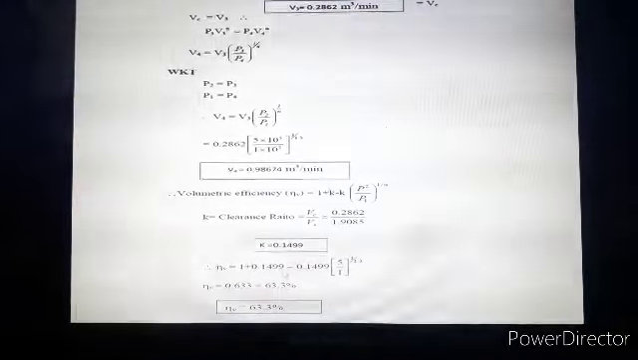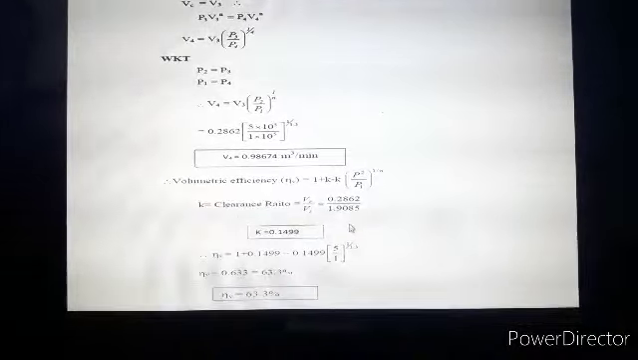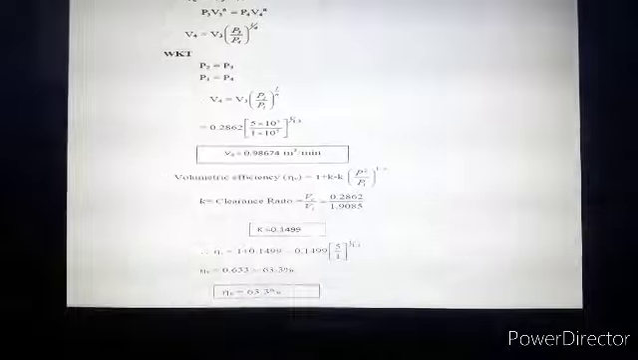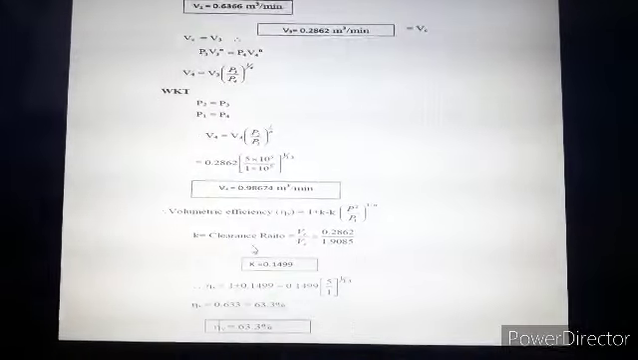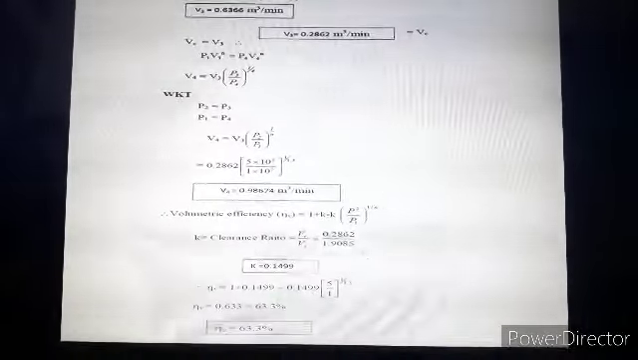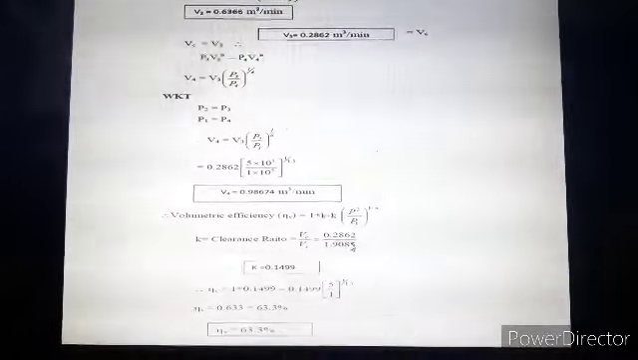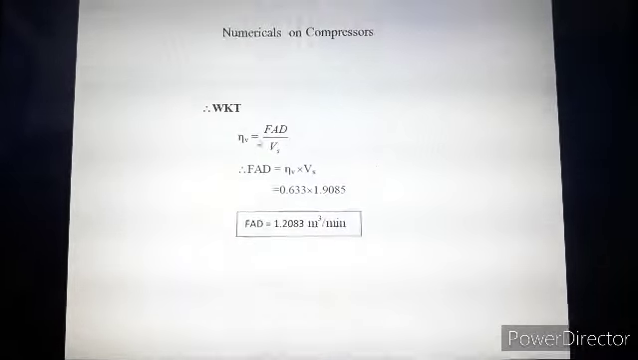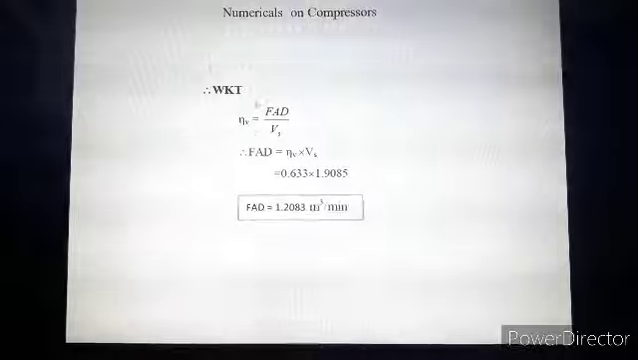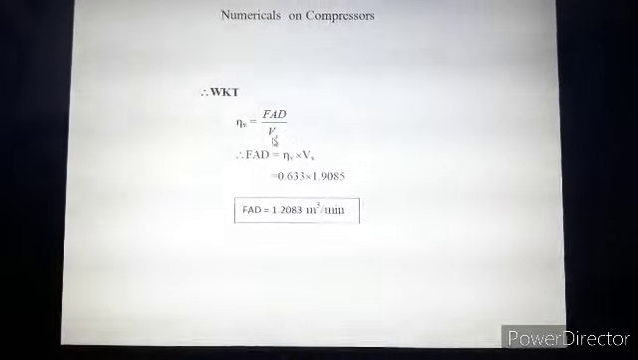we know that volumetric efficiency is equal to free air delivery, that is FAD, upon Vs. So volumetric efficiency is with us and swept volume is with us. So from that we can find the free air delivery, that is FAD. So this is the expression for volumetric efficiency in terms of free air delivery and swept volume.